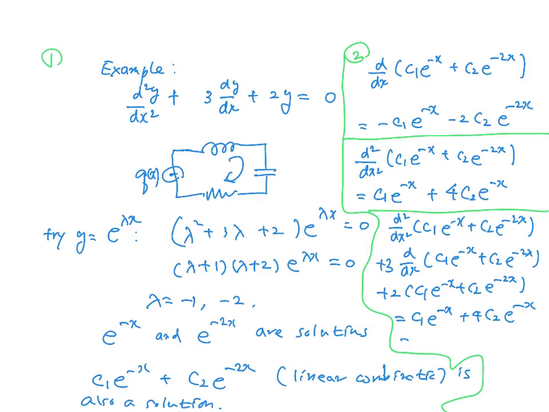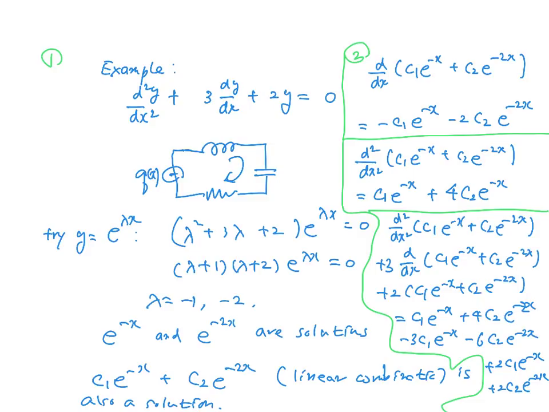This is c1 exponential minus x plus 4c2 exponential minus 2x. And 3 times, so minus 3c1 exponential minus x minus 6c2 exponential minus 2x plus 2c1 exponential minus x plus 2c2 exponential minus 2x. So let's check the coefficient for exponential minus x. c1 minus 3c1 plus 2c1 is 0, right? How about for minus 2x? 4c2 minus 6c2 plus 2c2 is 0, right?